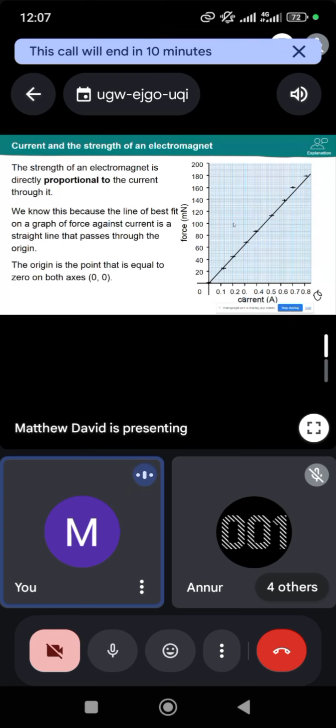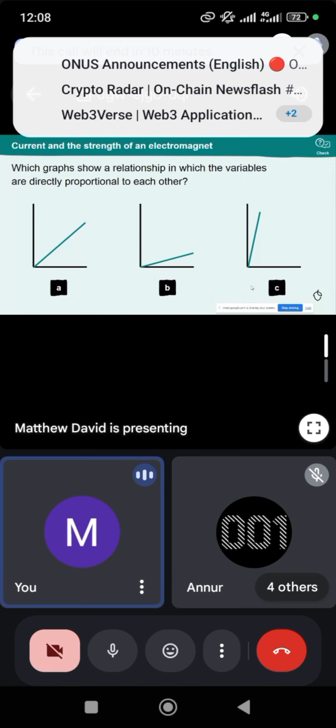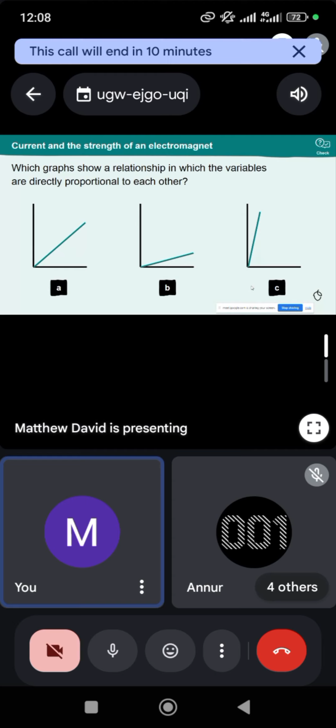The origin is the point that is equal to 0 on both axes. Now you see this 0 here, it represents the vertical axis and also the horizontal axis. Now look at this graph. Which graph shows a relationship in which the variables are directly proportional to each other? Which of the graphs?